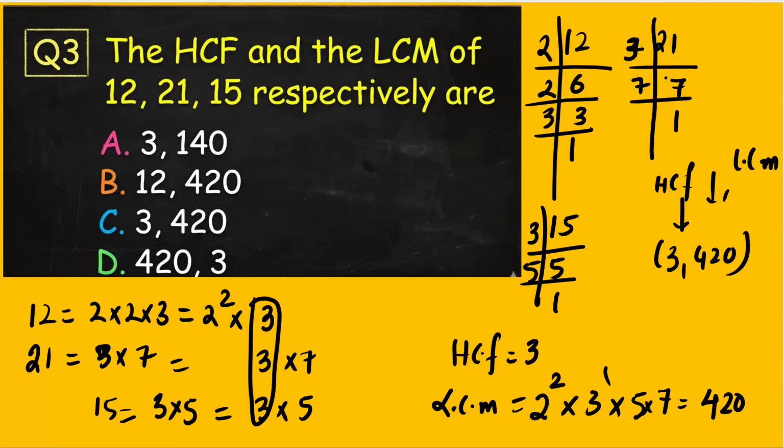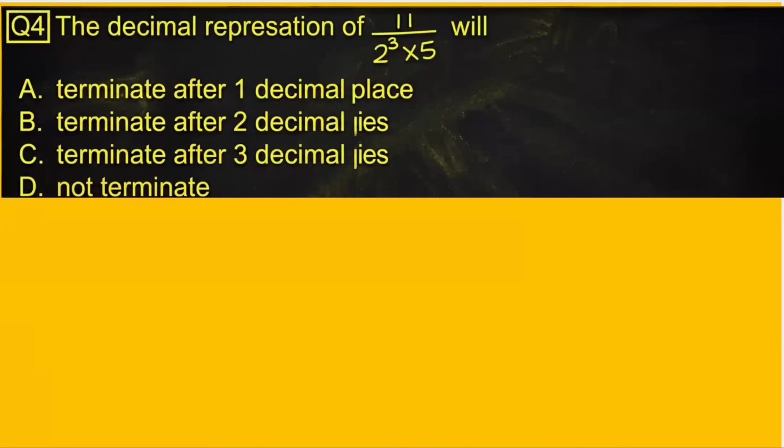So our option is 3 and 420, which is option C. Therefore our correct option is C. So let's look at question number 4.